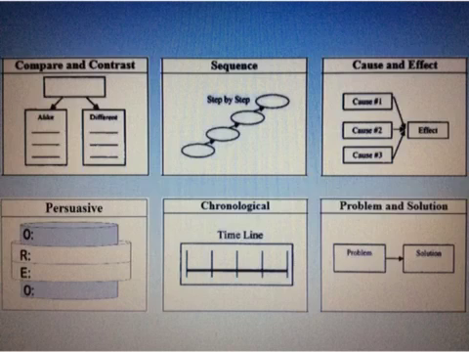And in the next video, I will be looking at some articles and showing you how you can determine which text structure the article is.